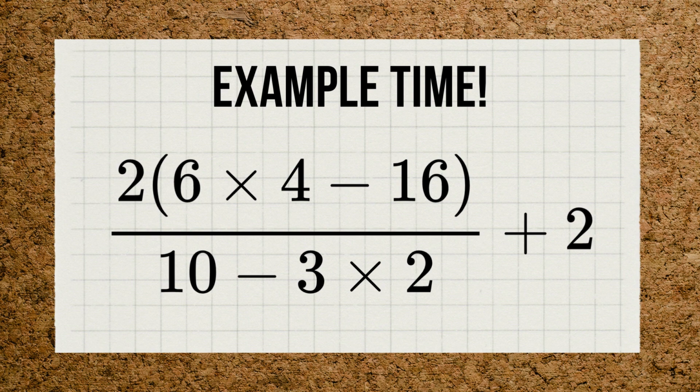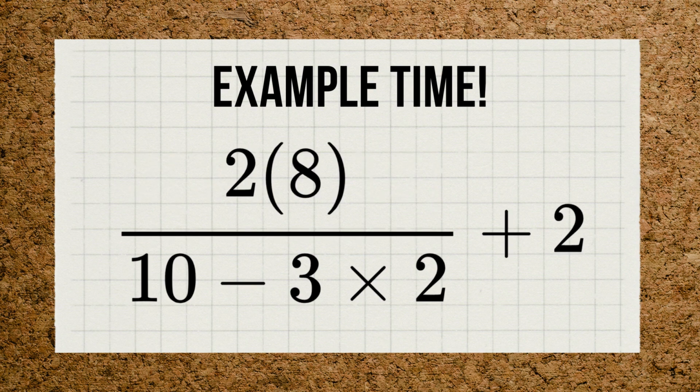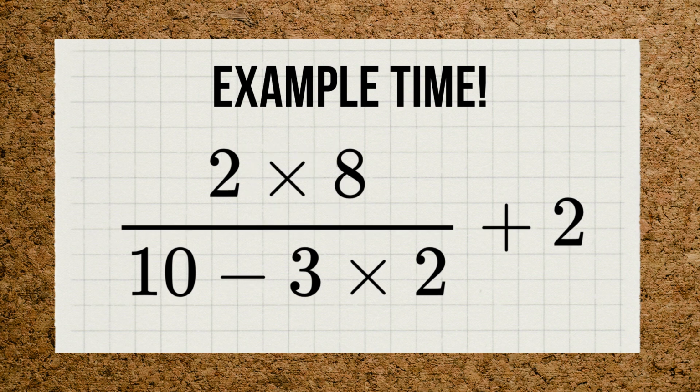So first, let's do 6 times 4 on the top. That is equal to 24. Then we need to subtract 16. So 24 minus 16 is equal to 8. Then we have the 2 parentheses 8 on the top. And don't be confused, that isn't parentheses. That is actually multiplication. So let's remove the parentheses and replace it with a times sign so you don't get confused. Okay, now we do 2 times 8 is equal to 16.